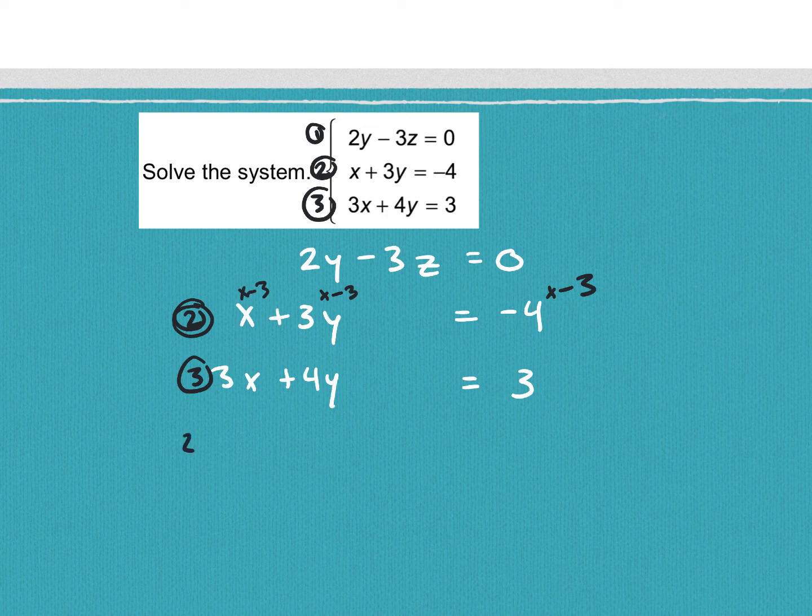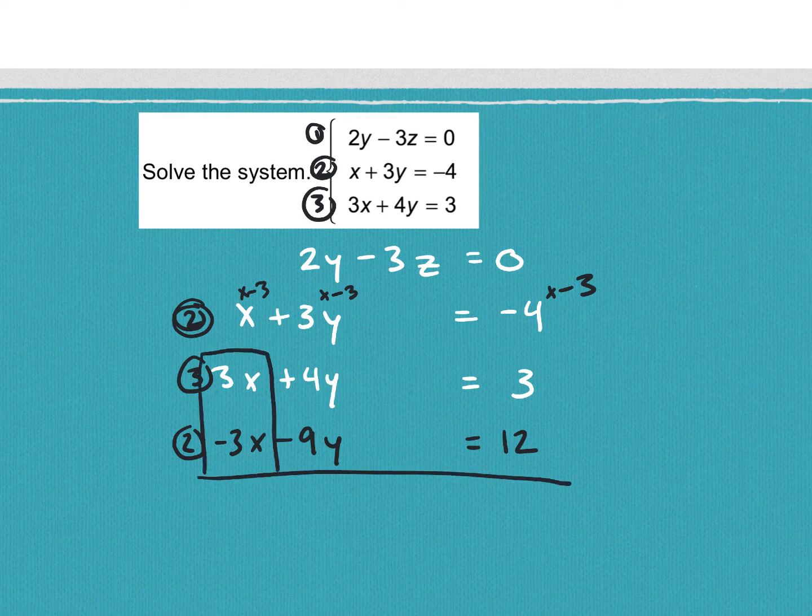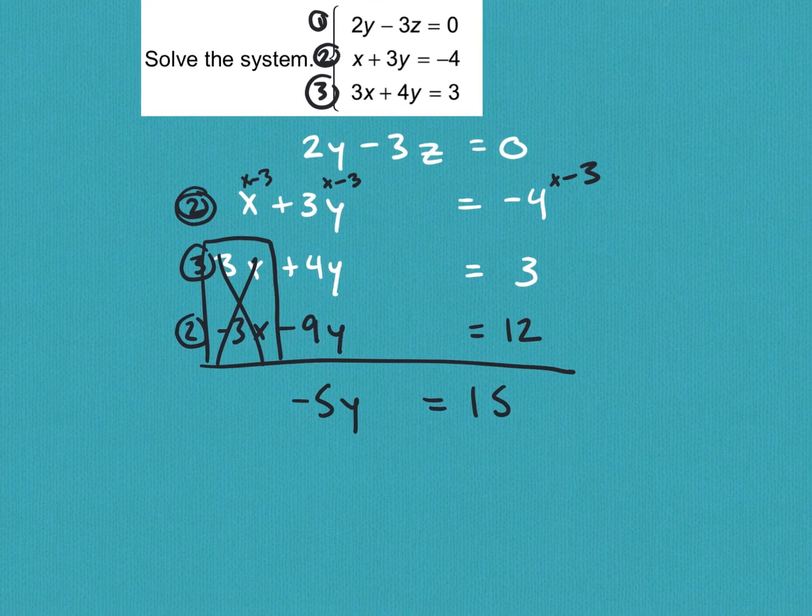So my new second equation, I'm going to write it down here, would be negative 3x. What's negative 3 times 3y? Negative 9y is equal to, what's negative 4 times 3? 12. So now I'm going to add these two together. Will my x's cancel out now? Yep. And then what's 4y minus 9y? Negative 5y. And what's 3 plus 12? 15. Oh, I put negative 3. It's positive 3.